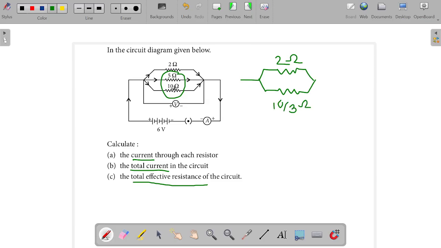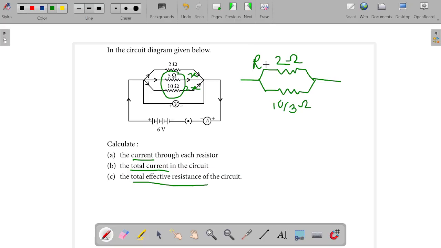As I already told, if there is one resistance of value x and the other resistance of value 2x connected in parallel, then their effective resistance becomes 1/3 of the bigger resistor. So it is 10 by 3 ohm. Now one more simple trick I am going to tell you regarding the parallel resistors.